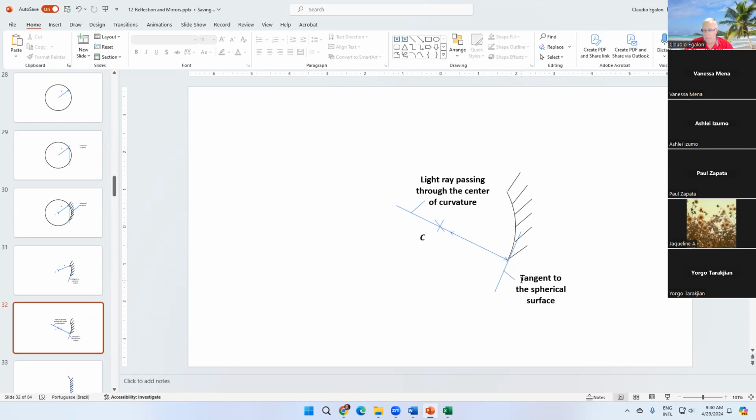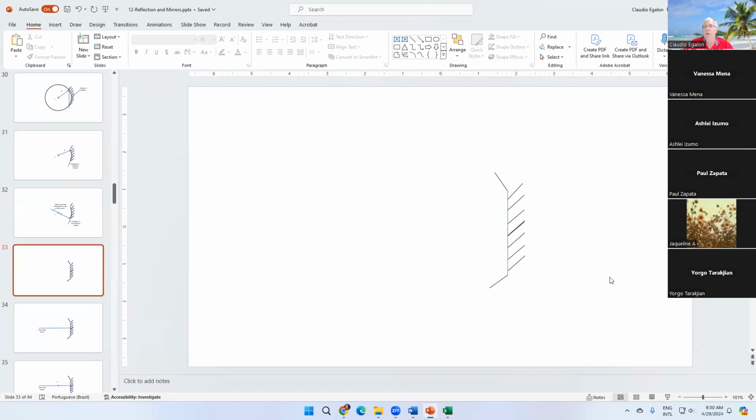Plane tangent to the spherical surface. And here you go. That's how we usually represent a concave mirror. We represent the concave mirror as a planar surface with those lines here. We hatch the area behind the mirror just to state that there is no reflection on that side.